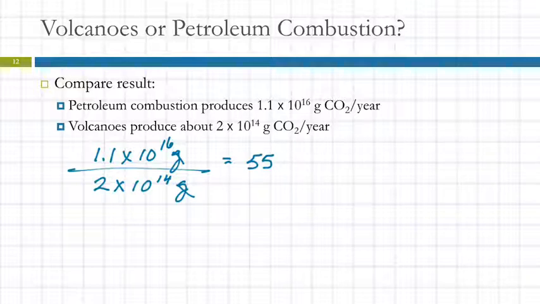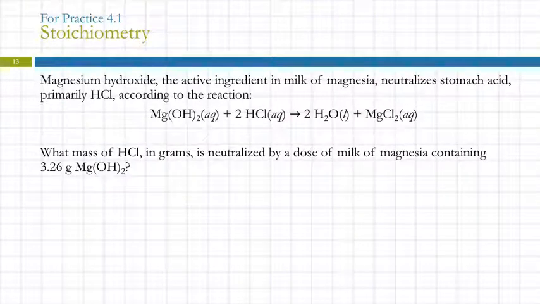So it's probably not volcanoes causing the increase in carbon dioxide. This does not prove that fossil fuels are causing global warming. There's just so many different factors to consider that even the best scientists disagree about a lot of this. Any questions? So I won't test you on global warming, but you should be able to do a calculation like that, okay?